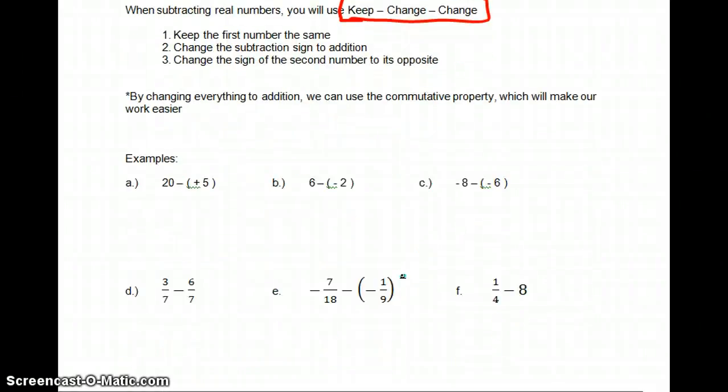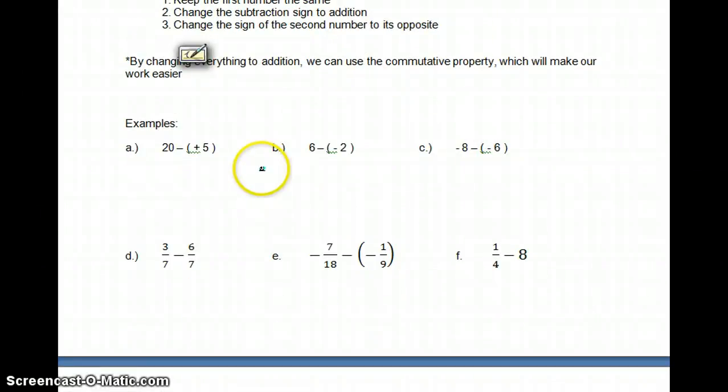So here we have some examples that I have set up for you. And the first one is 20 minus positive 5. So we're going to keep the first number the same, change your subtraction to addition, and then you're going to change the positive 5 to a negative 5. Now you have 20 plus negative 5. We learned in the last chapter that if your signs are different, you subtract. So 20 minus 5 is 15. You keep the sign of the number that has the bigger absolute value. 20 is bigger than 5, so your result will be 15.